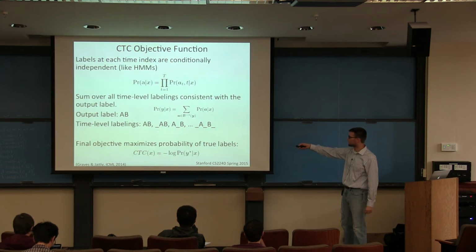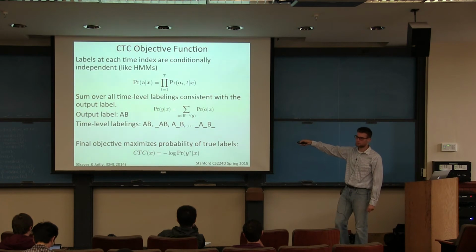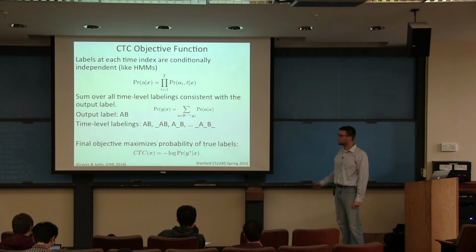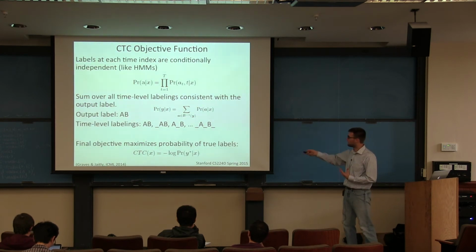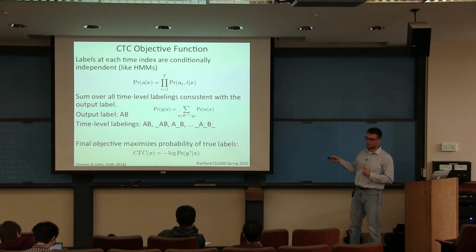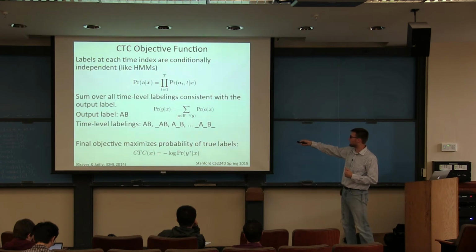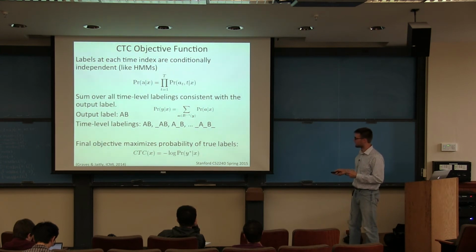So here's a simple example where the output label is AB, and I have 3 time steps. Here are all permutations, including blank in between the two, including duplicates of A, including duplicates of B, and so on. If I want to maximize the likelihood of the correct utterance given the input features, I need to sum over all possible time level labelings, and that's what this B inverse thing is. This is just the mapping function.